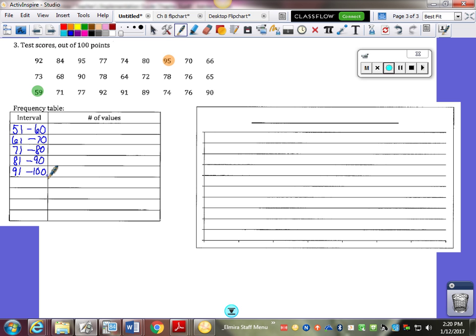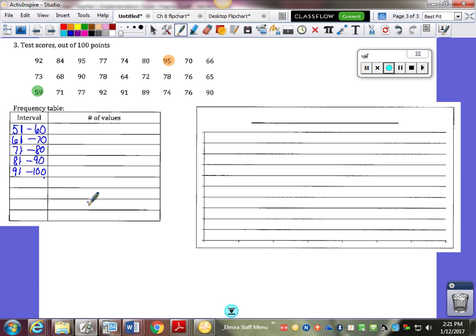One thing I'll point out is look at my intervals. They're nice and even: 51, 61, 71, 81, 91. These all end in zeros. So that's important. And again, you go through that whole same process of putting the numbers into the bins. Now, I am following the guideline of having about 5 to 9 bins, or 5 to 8 bins, but no more than 10, no less than 4.